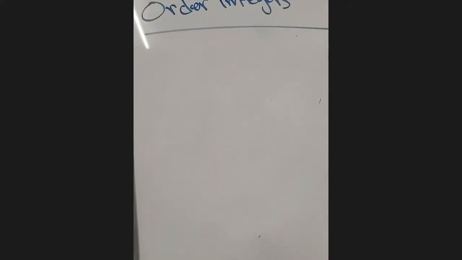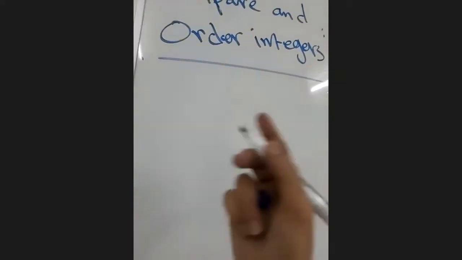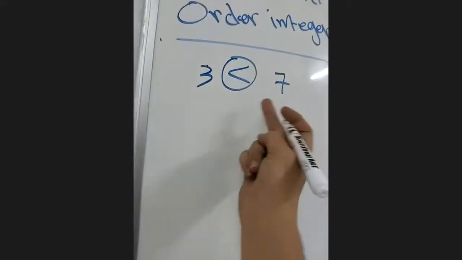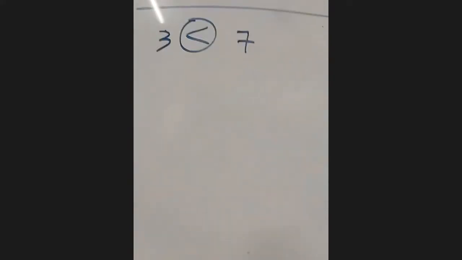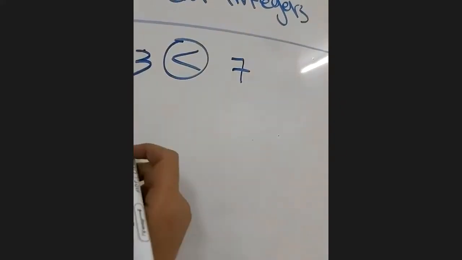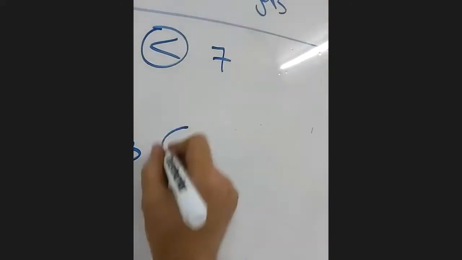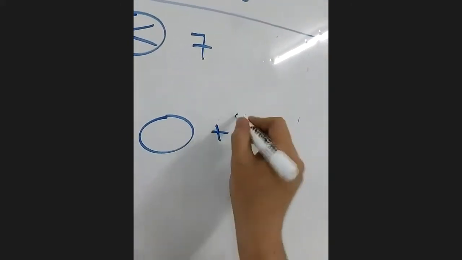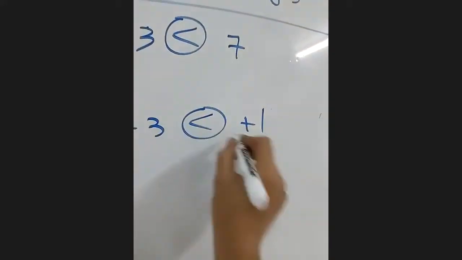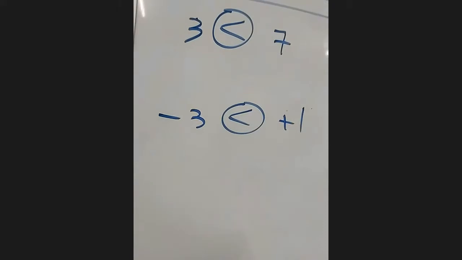Today we will compare and order integers. For example, if I want to compare positive integers, we know how to compare 3 with 7. 7 is bigger than 3. But if we have negatives, guys, any negative digit is less than any positive digit. So plus 1 here is bigger than negative 3.